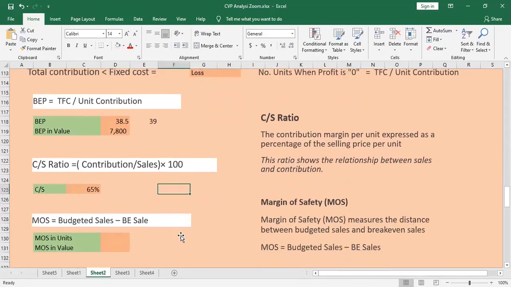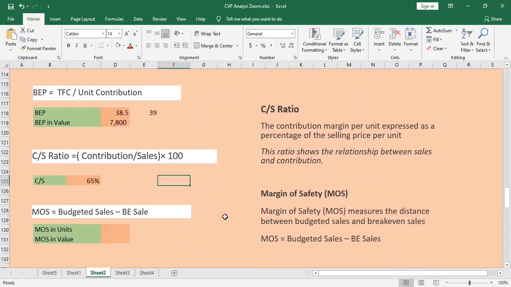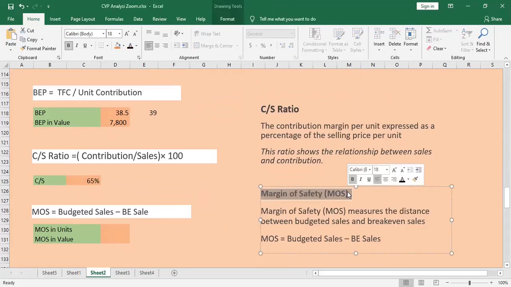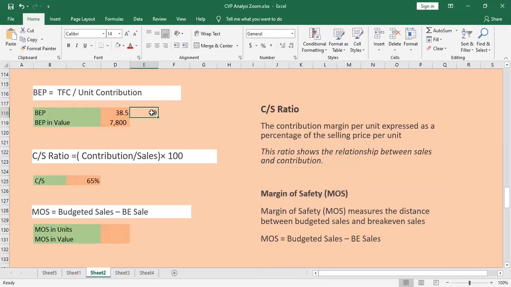Then I want to discuss something called margin of safety, which is very relevant to this analysis also. Margin of safety is the amount of units that you are going to sell beyond your break-even point. According to this example, your break-even point lies at 39 units. When you are producing 39 units, you are already at the break-even point. When you are selling more than 39 units, that means you are making profits, right? That part we call margin of safety.